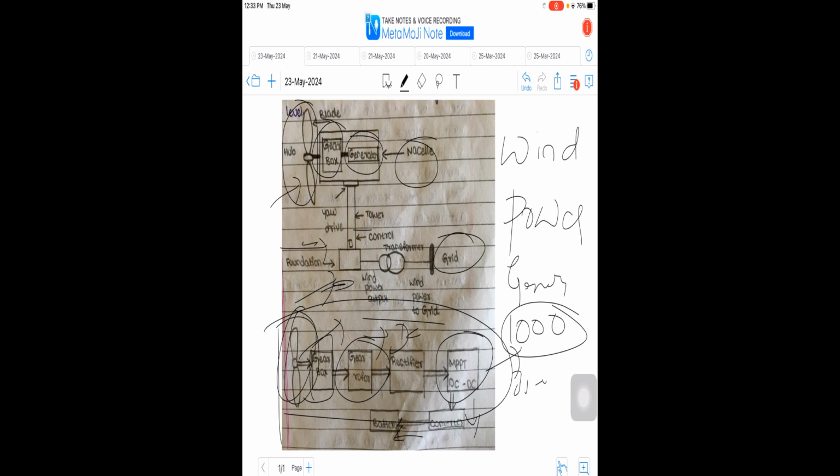Now the high speed shaft drives the generator, which generally produces AC electrical energy, and through that the power is generated and supplied to the grid. So this is exactly how wind energy is generated.